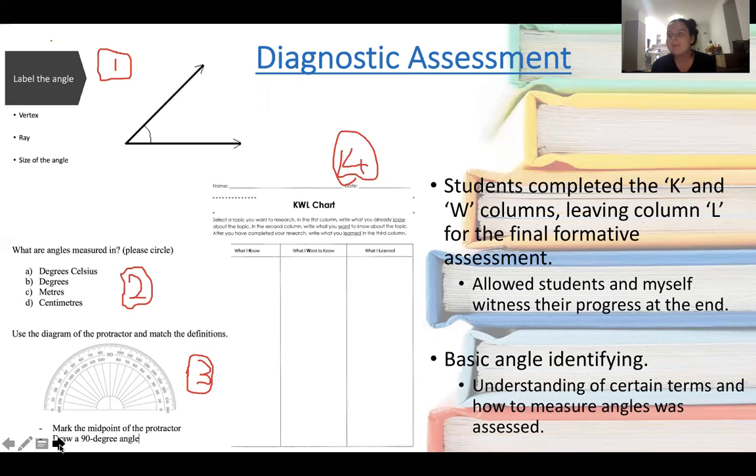I chose this type of assessment as I knew the class included many extensive students in mathematics, with their knowledge linking to some grade 9 math techniques. This gave me an insight on how much they knew and the types of resources I could have them complete to extend their knowledge. For the diagnostic assessment, I had students complete only the K and W columns, leaving the L column for the final formative assessment.